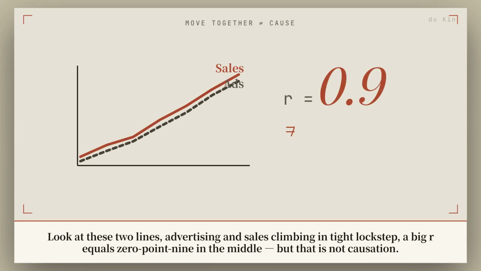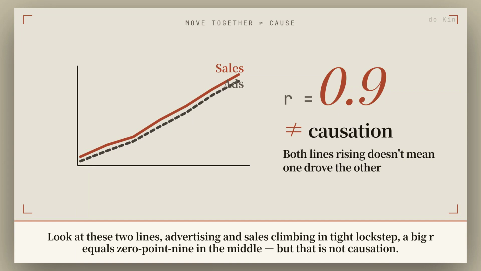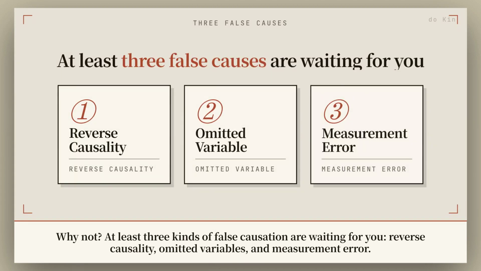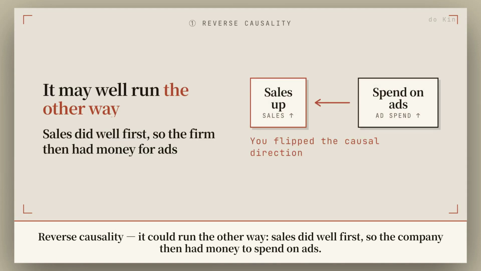Look at these 2 lines, advertising and sales, climbing in tight lockstep. A big R equals 0.9 in the middle. But that is not causation. Why not? At least 3 kinds of false causation are waiting for you: reverse causality, omitted variables, and measurement error. Reverse causality, you could run the other way. Sales did well first, so the company then had money to spend on ads.